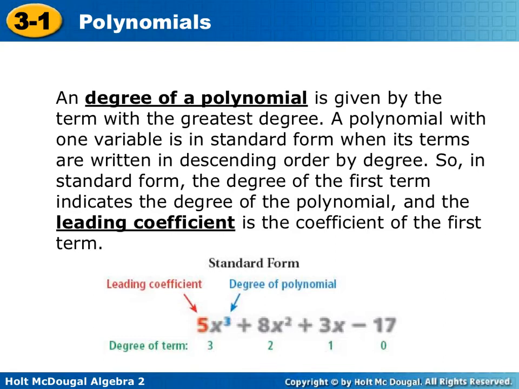A couple other things here. You have your leading coefficient. This is the number that always goes with the highest power. So here our leading coefficient is 5. It's a 3rd degree polynomial. And how many terms are there? Terms are separated by plus or minus. So there's 1 term, 2 terms, 3 terms, 4 terms in this example.